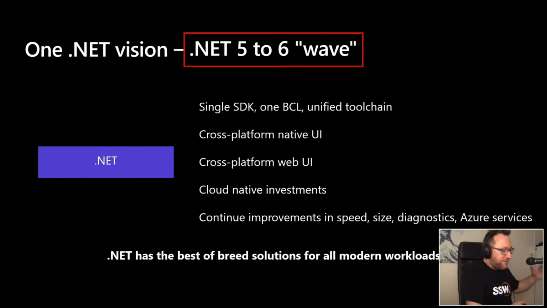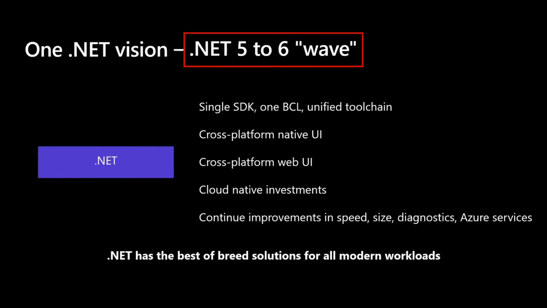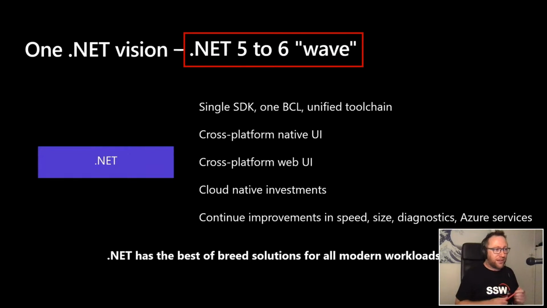So right now, you've got .NET 5, which has a lot of new stuff, but you don't have that fully replacing what Mono does for the Xamarin Toolkit. But with the .NET 5 to 6 wave, that's when you get the single SDK with one BCL unified toolchain, your cross-platform native UI, cross-platform web UI, cloud-native investments, and continuing improvements in speed and size. But for me, the big thing to overcome is that cross-platform native UI, the stuff that currently Xamarin does, getting that running on top of .NET.